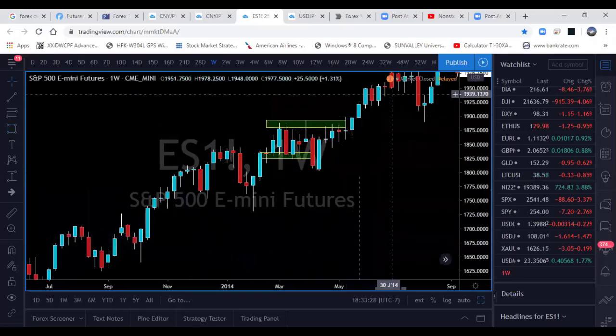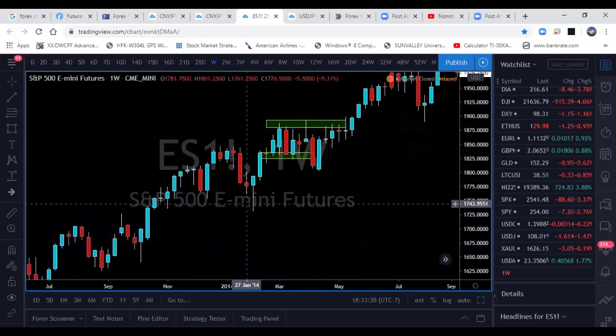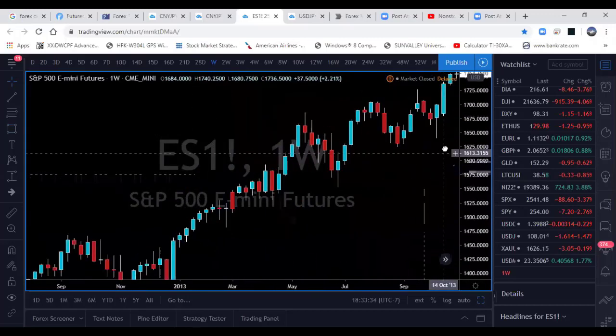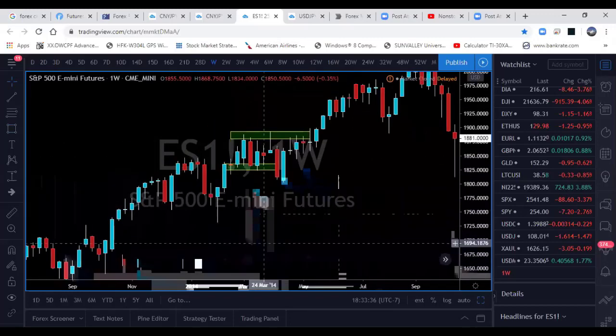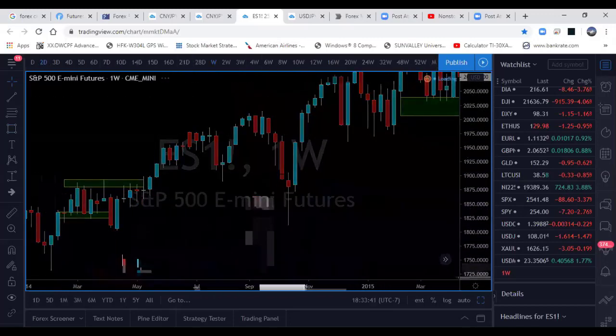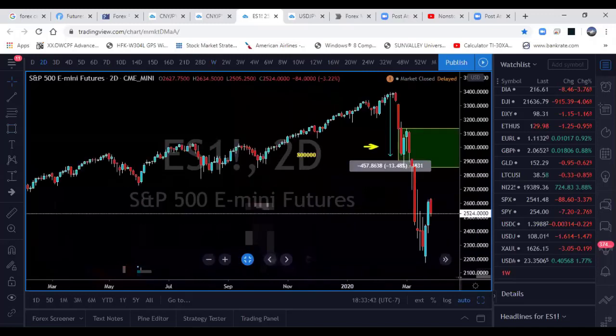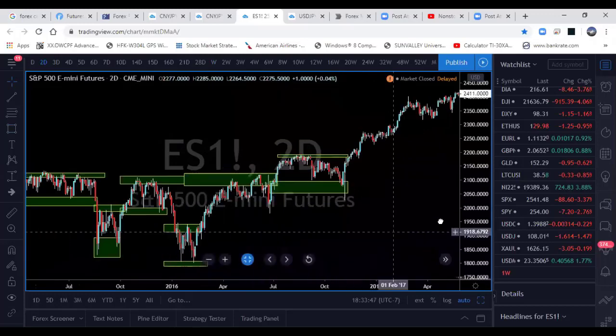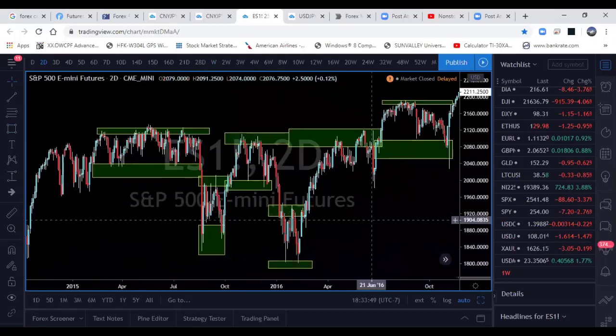And range bound markets can break out. A zone is a zone until it's not anymore. A range is a range until it's not anymore, guys. I mean, that's just how it works. But when you break it down to a daily, this stuff really is range bound. It looks crazy range bound. You can see it better here. You guys see all these ranges?